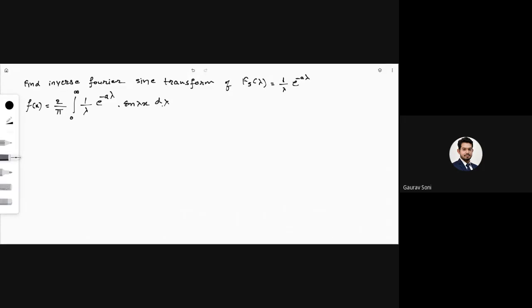A very important thing to note here is we have the formula for e to the power minus a lambda sin lambda x. So what we do is we want to remove this 1 upon lambda.